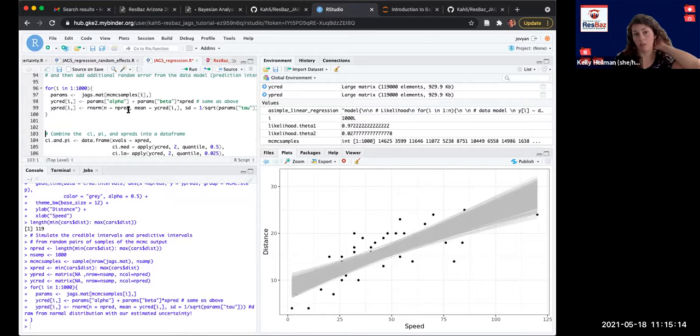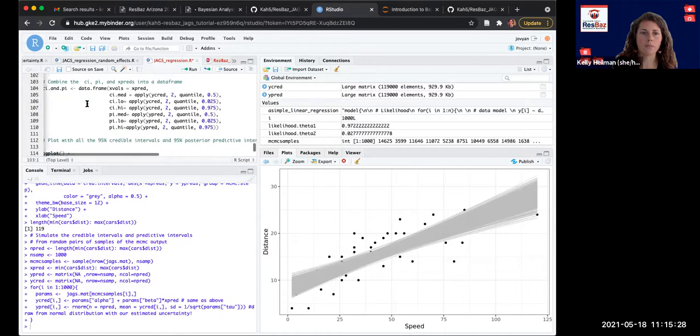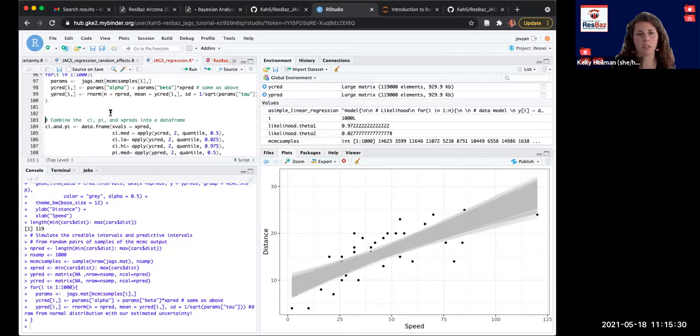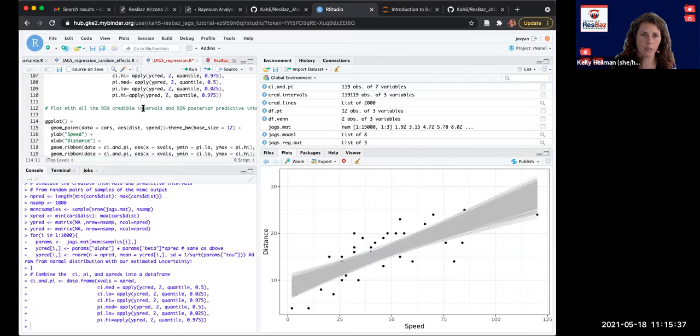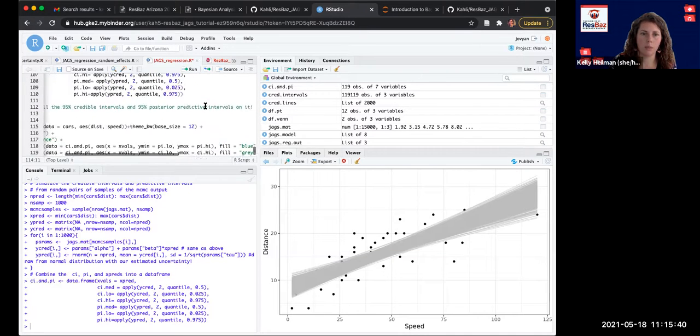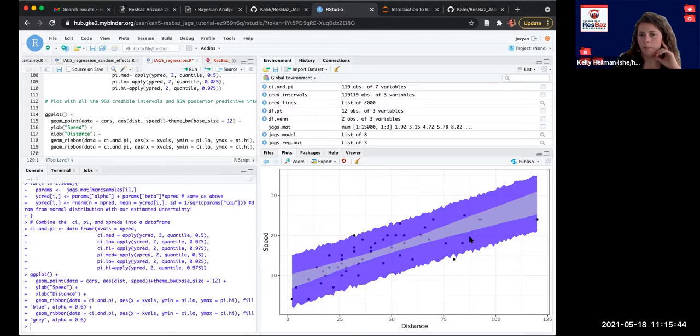Again, these are things that you could very easily do in the JAGS code, but just for the purposes of illustrating here, I wanted to point that out. So we'll get the quantiles of the credible intervals and the predictive intervals, and put those in a data frame here. And then we'll plot the 95% credible intervals and the 95% posterior predictive intervals using this code here. Okay, cool.